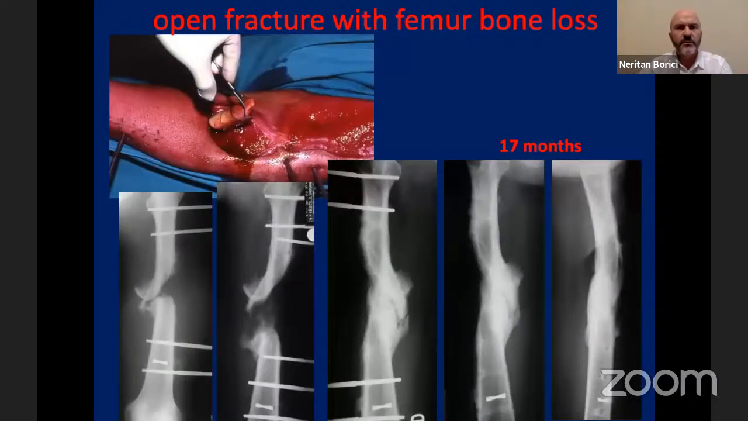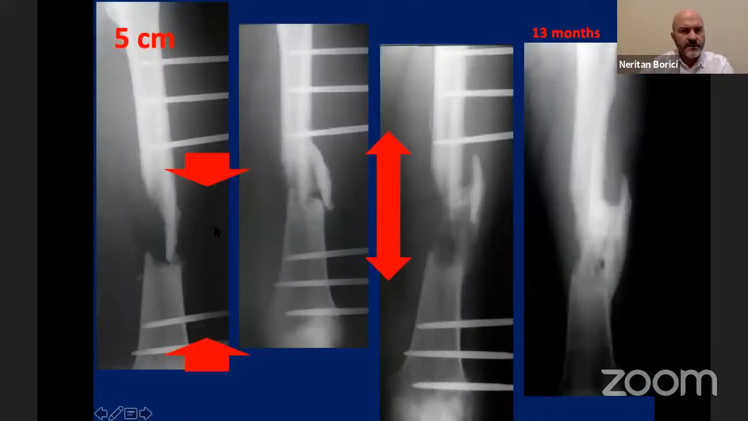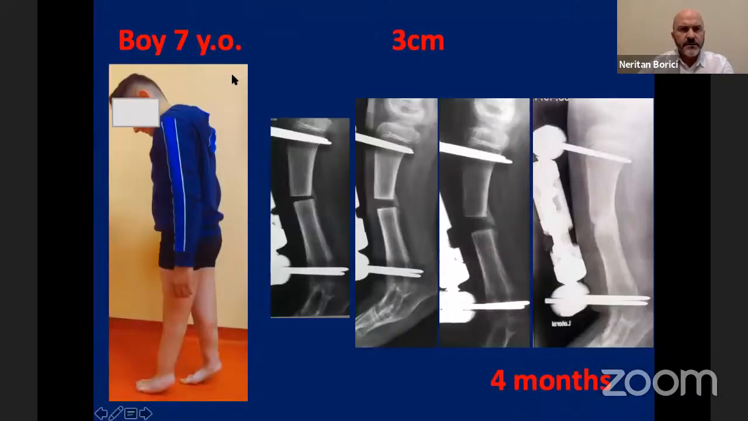This is an open femur fracture. As we see here, we had shortening initially, and then after the osteoregeneration began, we continued with the lengthening process. The same situation in another femur case: shortening and then lengthening.